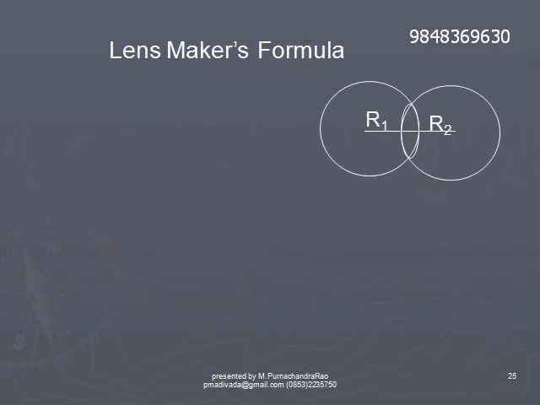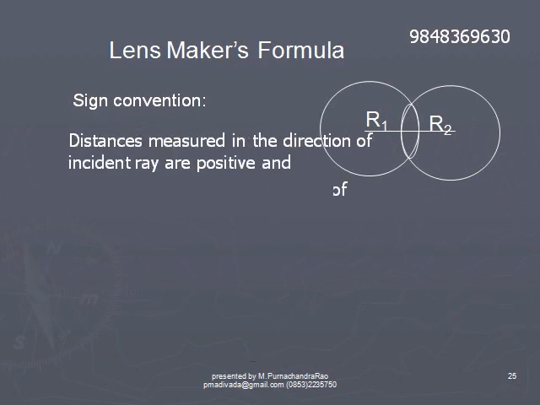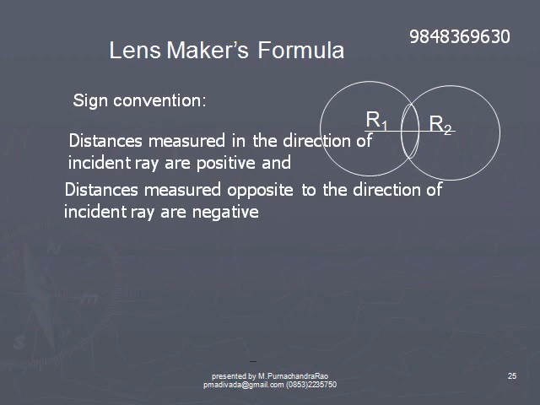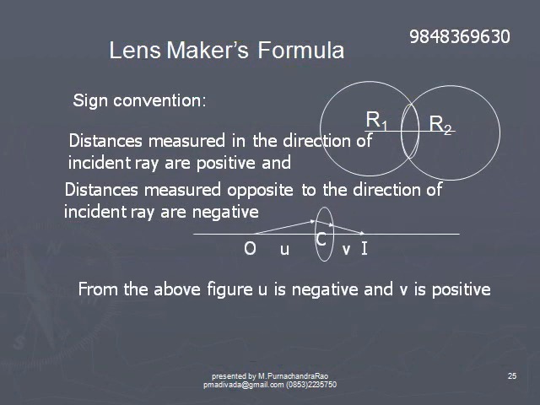While using the lenses, we use certain sign conventions. Let us take one of the sign conventions. The sign convention which we are going to adopt is: distances are measured from the optic center of the lens. Distances situated along the direction of the incident ray are taken as positive.